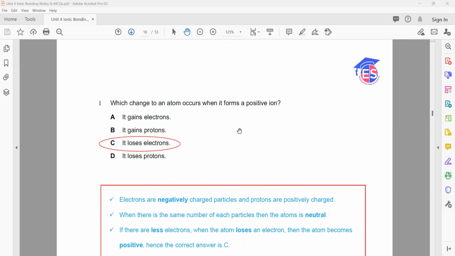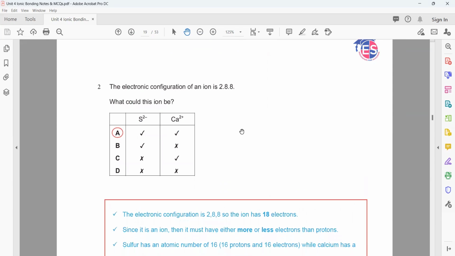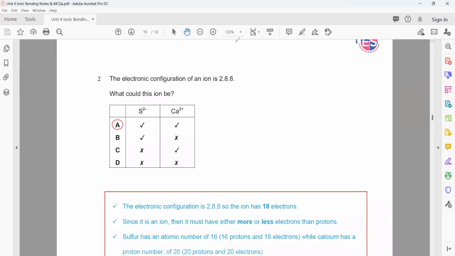Now see question number 2. The electronic configuration of an ion, not atom, is 2,8,8. Actually, it was 2,8,6. But this atom got 2 electrons from outside, so it becomes 8 now. If it got 2 from outside, what will be the charge on this one? It becomes -2 because it gained 2. One electron has -1, and when 2 electrons come and join here, it becomes -2. Got it?